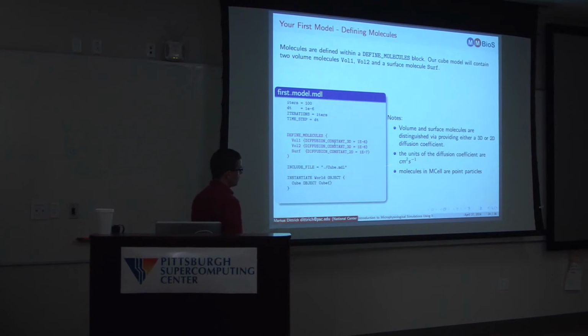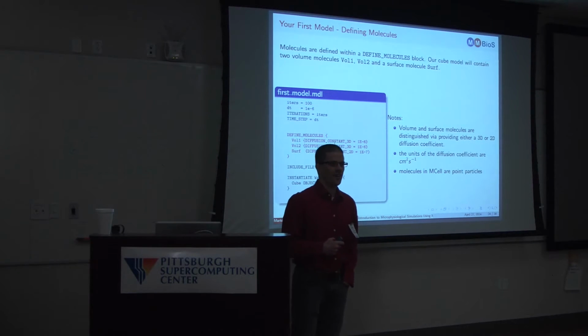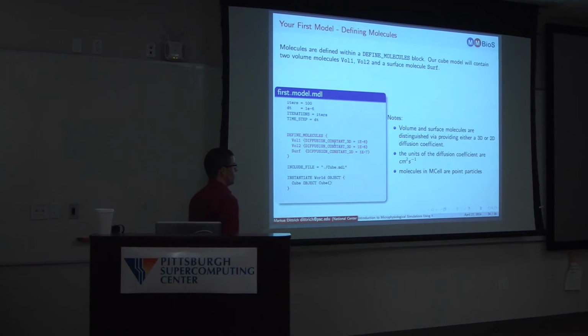Again, the diffusion coefficients in MCell are centimeters squared per second. So if you get those from somewhere else, make sure that these are in centimeters squared per second. If not, you have to do the conversion. Very simple in this case, but you have to remember to do it.